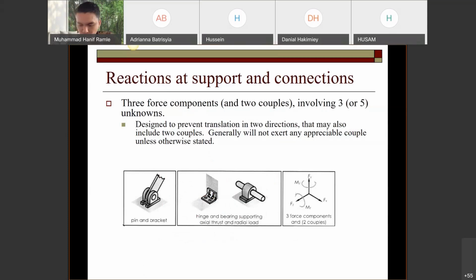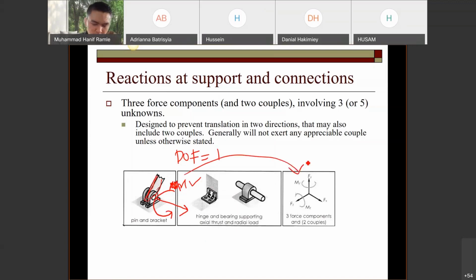Let me do quickly. Pin and bracket, I think this is straightforward. The only DOF is only one, which is the rigid body, as I call it here, can only rotate in this direction only. Moment x can be rotating like this. The other directions, the other forces, cannot. So that's why we have this one.